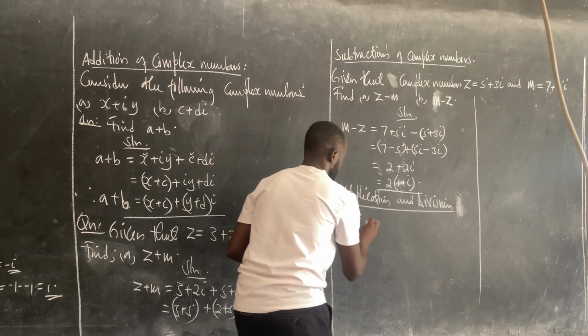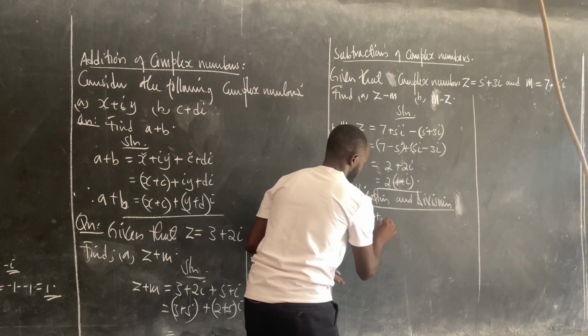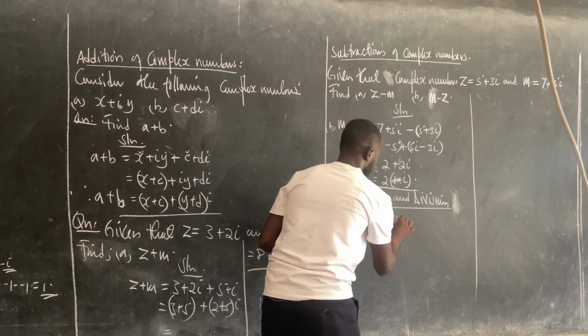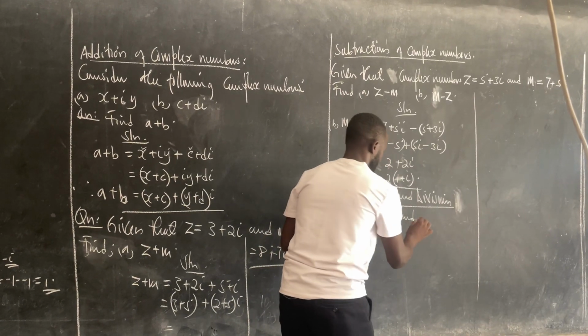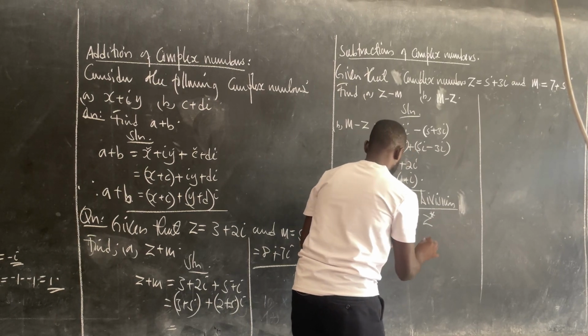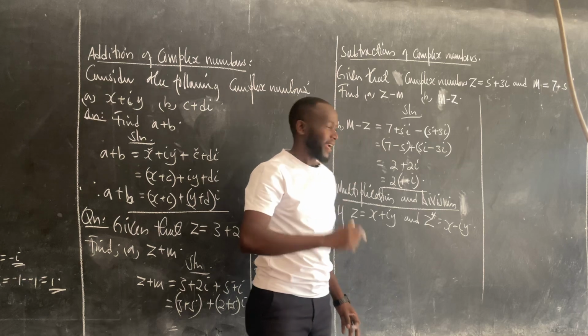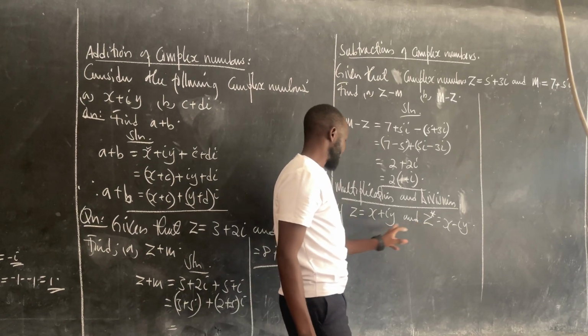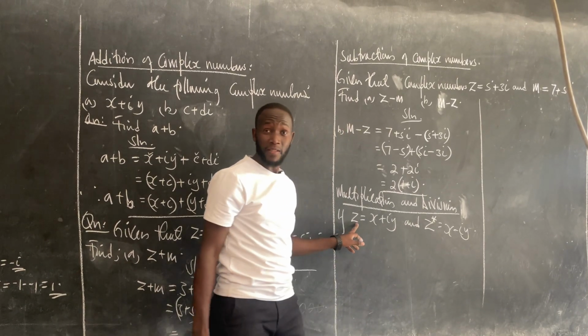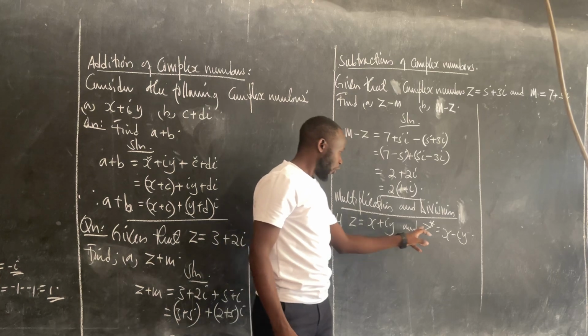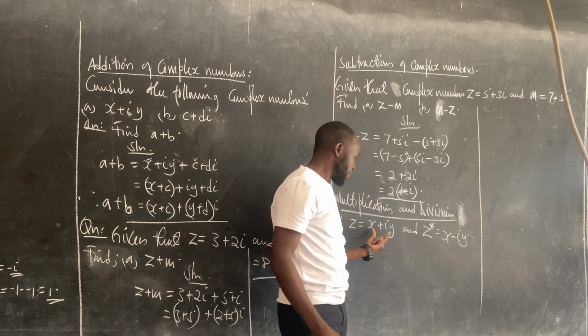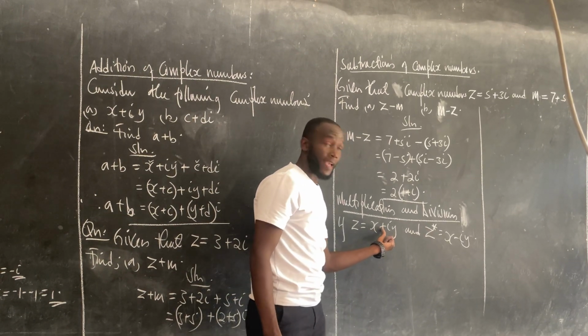if z equals x plus iy, and say the complex conjugate equals x minus iy. Something I had not said. When you look at these two complex numbers, if a complex number is z, a conjugate is the same complex number, we just change the sign in between.